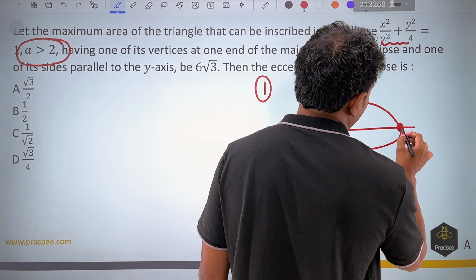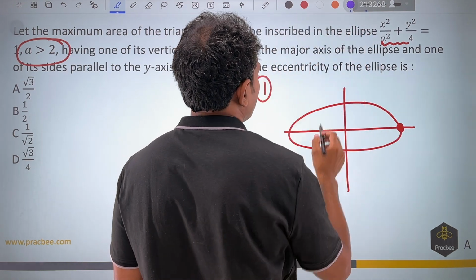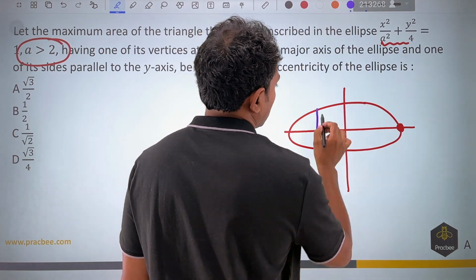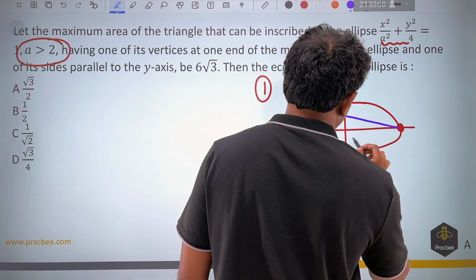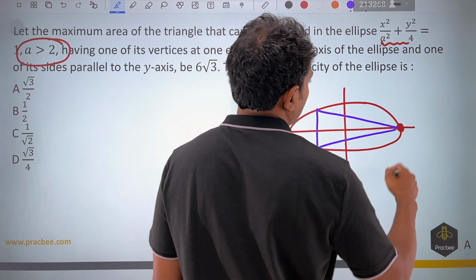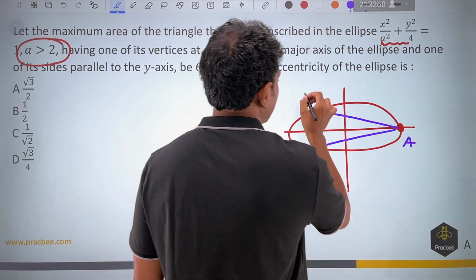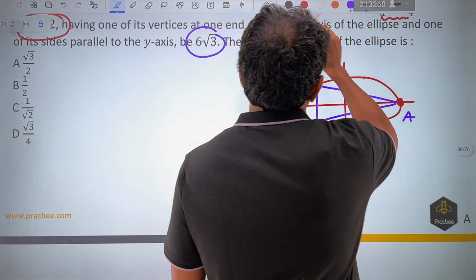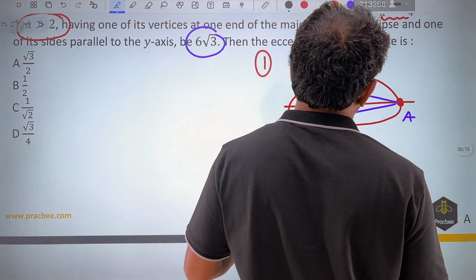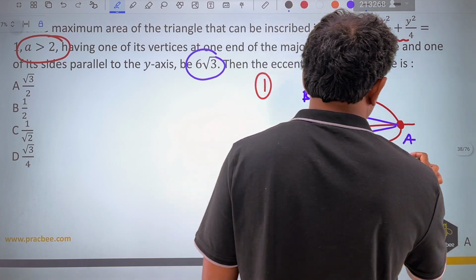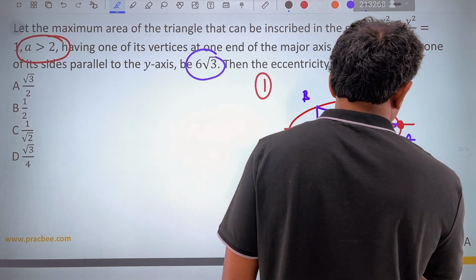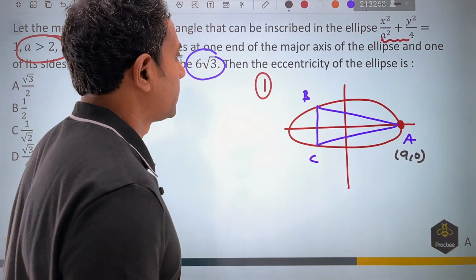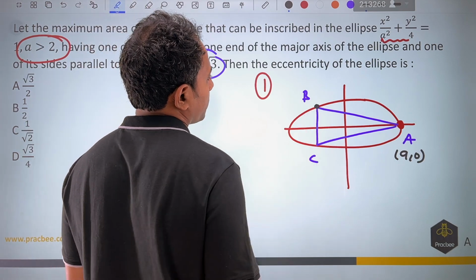So they are saying that if you keep a vertex here, and then you take a line like this, parallel to the y-axis and make a triangle, this is the triangle they are talking about. I will consider this triangle as triangle ABC. So now let us do this question. If I want to write this point, this will be nothing but on the major axis. So this point will become a comma 0. And now this point I will take in terms of parametric coordinates.